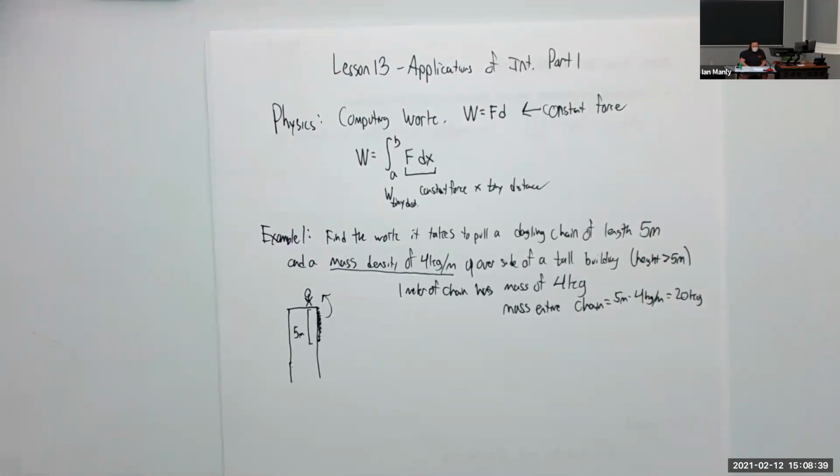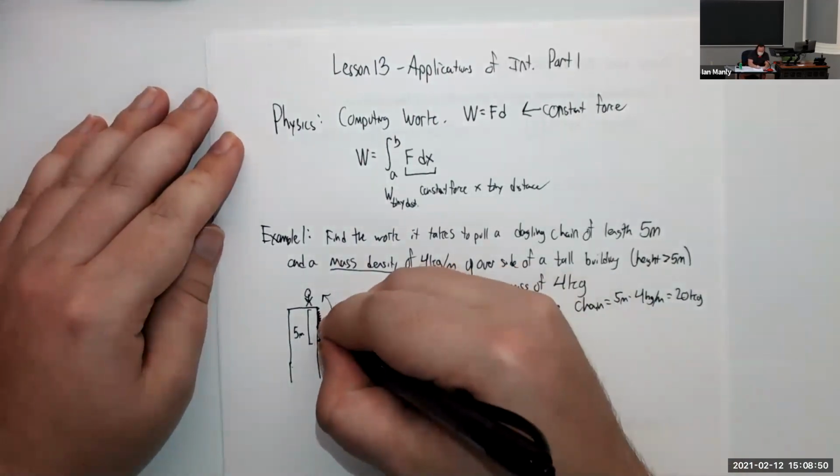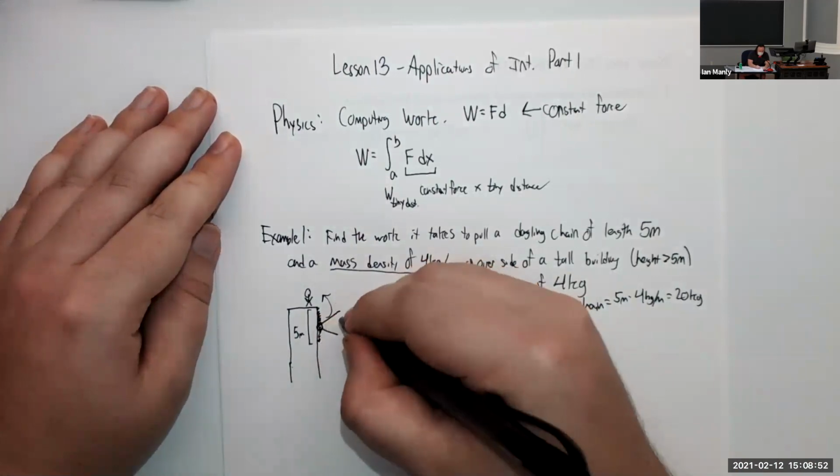Okay, now what we're going to do, just like all of the other problems we've been doing with integration, is we're going to break up our integral into tiny pieces. So we're going to zoom in on a tiny piece of chain here.